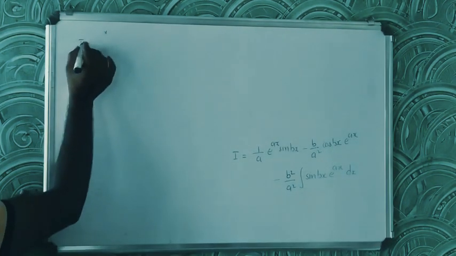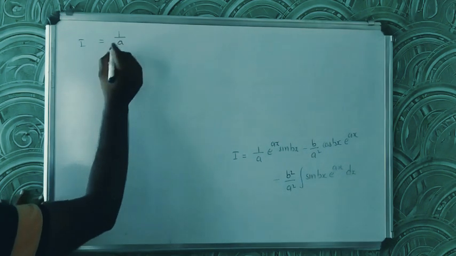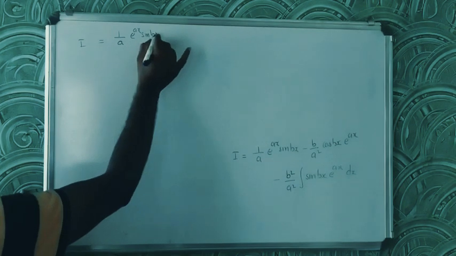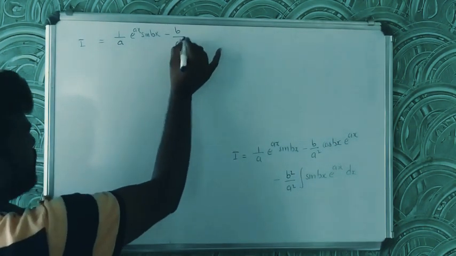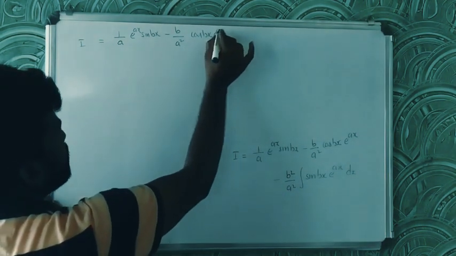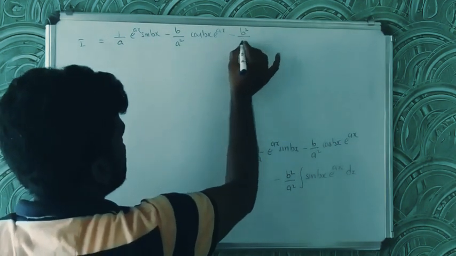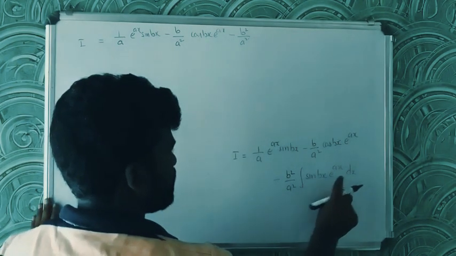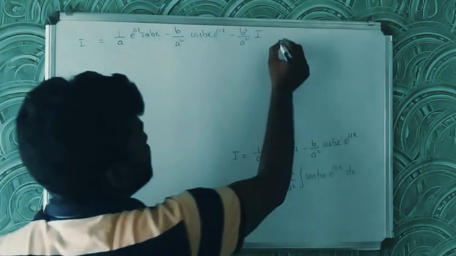So I is equal to 1 by a into e power of ax into sin bx, minus b by a square into cos bx into e power of ax, minus b square by a square into integration of e power of ax into sin bx dx, which means I, from equation 1.